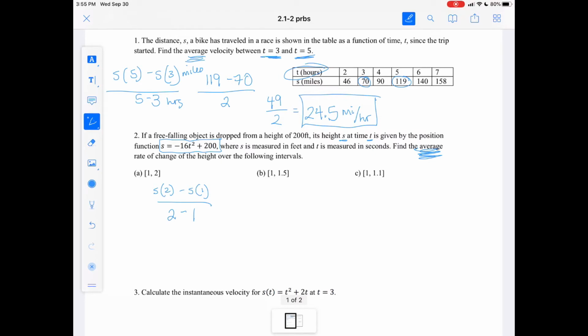For interval B, I think we kind of see this pattern, S of 1.5 minus S of 1 over 1.5 minus 1. And then the last one, 1.1, and you'll notice they are intentionally making the difference between the two x's get smaller and smaller. So we're slowly creeping into going from average to instantaneous. So let's see what this looks like on our calculator.